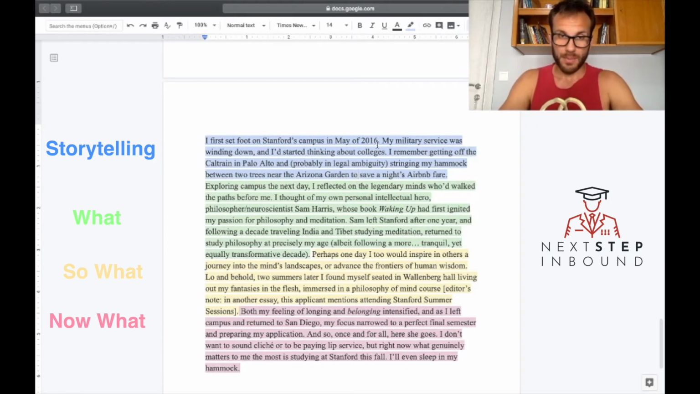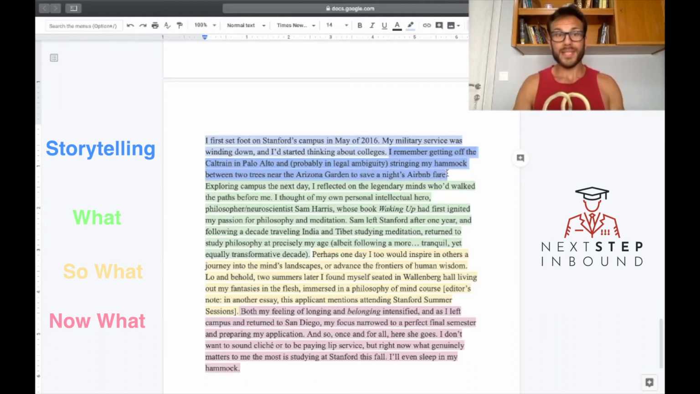So we start off, this applicant gives a really strong "here's my time and place." May 2016, Stanford's campus. Boom. A little background, my military service winding down. And here's the detail that I like: "I remember getting off the Caltrain in Palo Alto, stringing my hammock between two trees near the Arizona Garden to save a night's Airbnb fare."